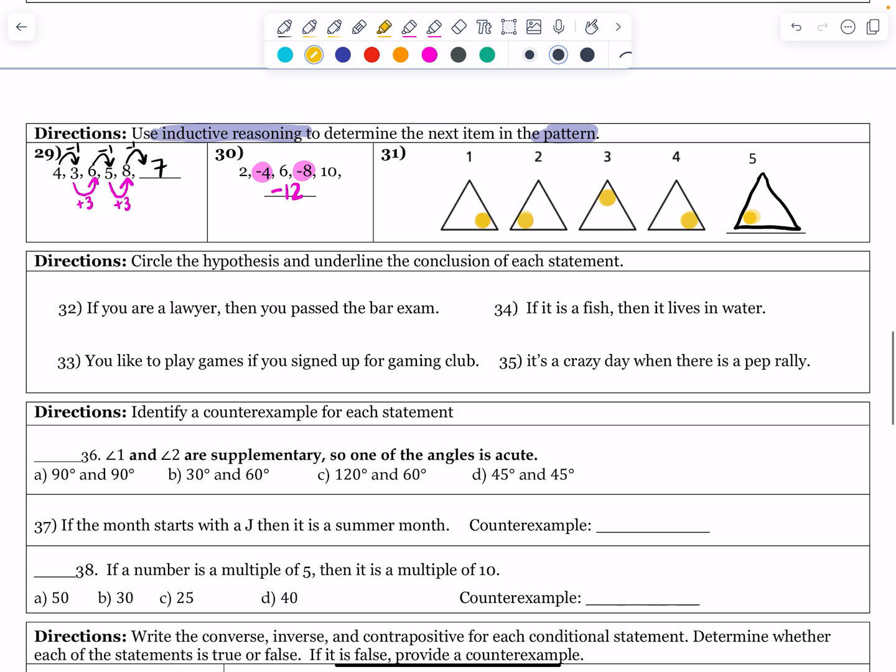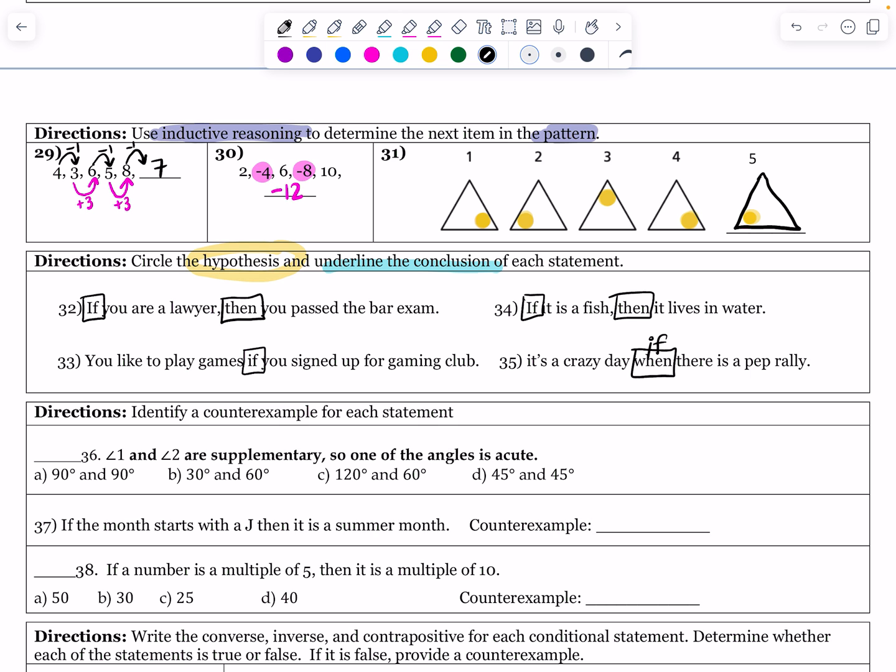All right, we want to circle the hypothesis, and then we are going to underline the conclusion of each statement. So remember that these are if-then statements. So what I like to do is go ahead and find the word if and then on all of these. There's the word if on 33, if on 34, then. There's no then on 33 because you don't start a sentence with the word then. There's no if and there's no then in number 35, okay? But it does say when, and we can use that interchangeably with the word if, okay?